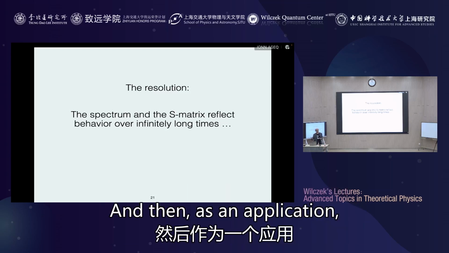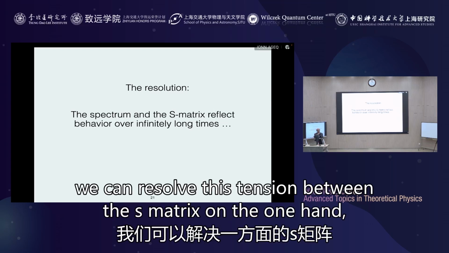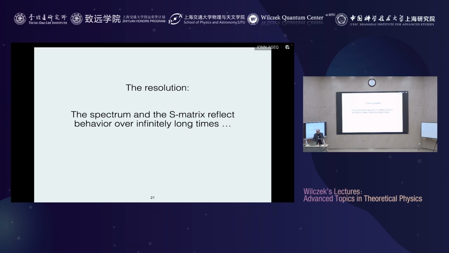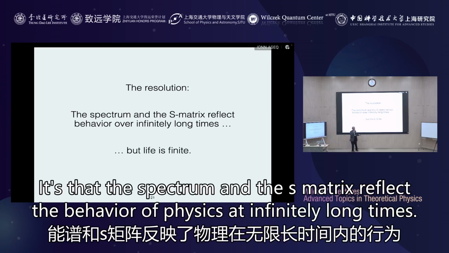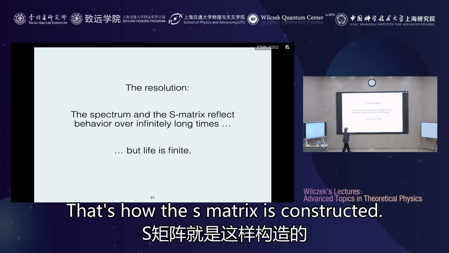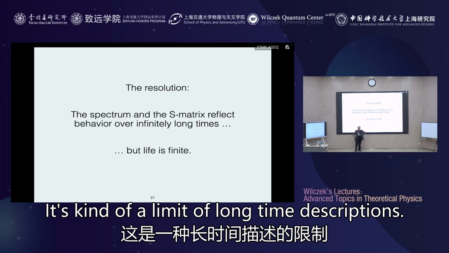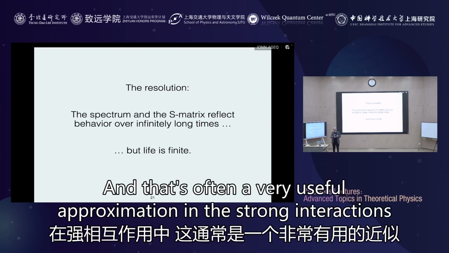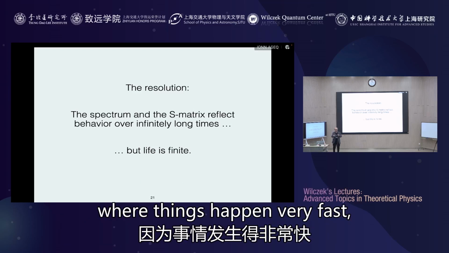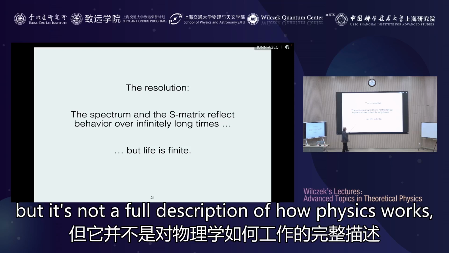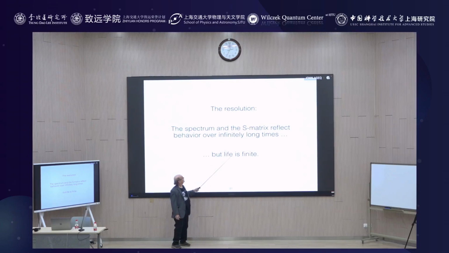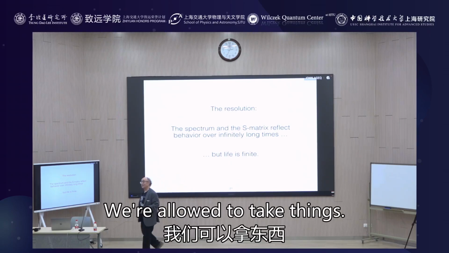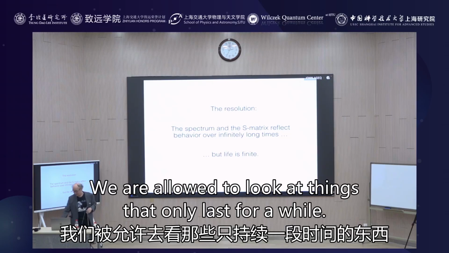And then as an application, we can resolve this tension between the S matrix on the one hand and common sense on the other. And the resolution is basically very simple. It's that the spectrum and the S matrix reflect the behavior of physics at infinitely long times. That's how the S matrix is constructed. It's a limit of long time descriptions. And that's often a very useful approximation in the strong interactions where things happen very fast. But it's not a full description of how physics works, because life is finite. We're allowed to look at things that only last for a while.